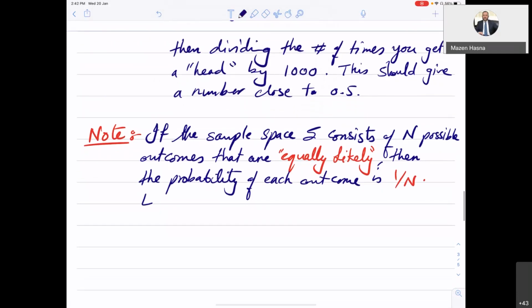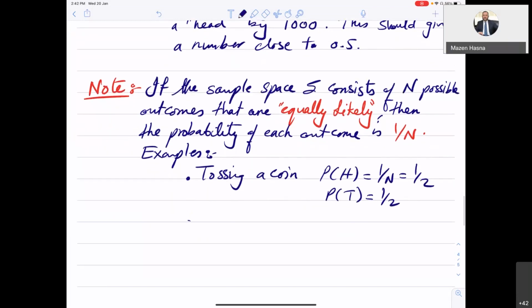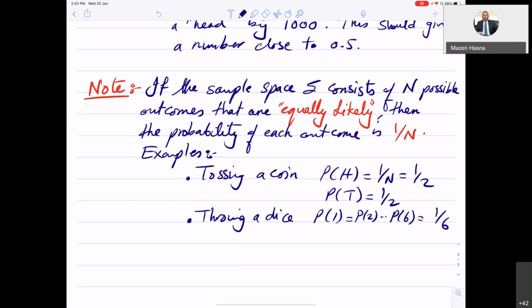And we have our famous examples for this. For example, tossing a coin. How many outcomes do I have in tossing a coin? We have 2 outcomes, right? So the probability of head is 1 over n, which is 1 over 2. Probability of tail, again, is 1 over 2. In throwing a dice, we know that probability of 1 is the same as probability of 2, is the same as probability of 6, which is, every one of those is 1 over 6.